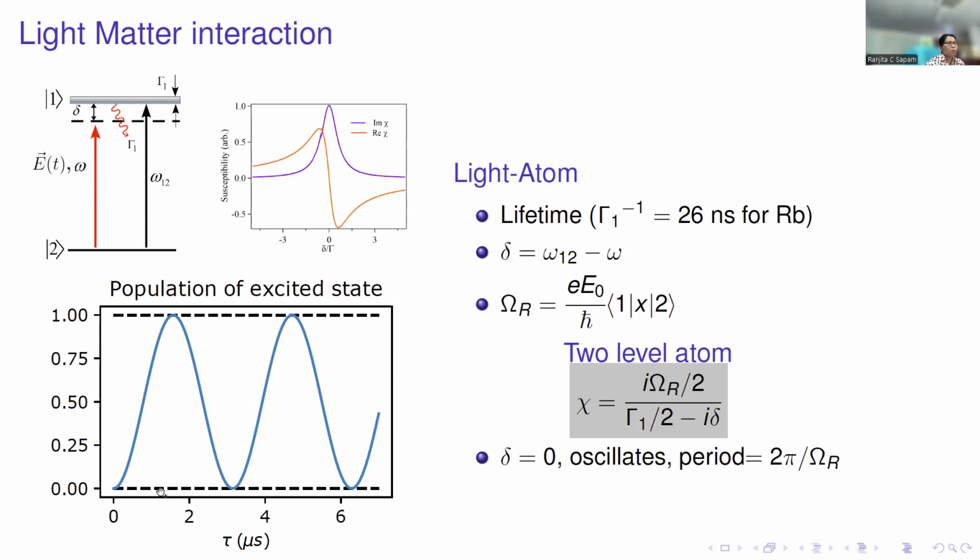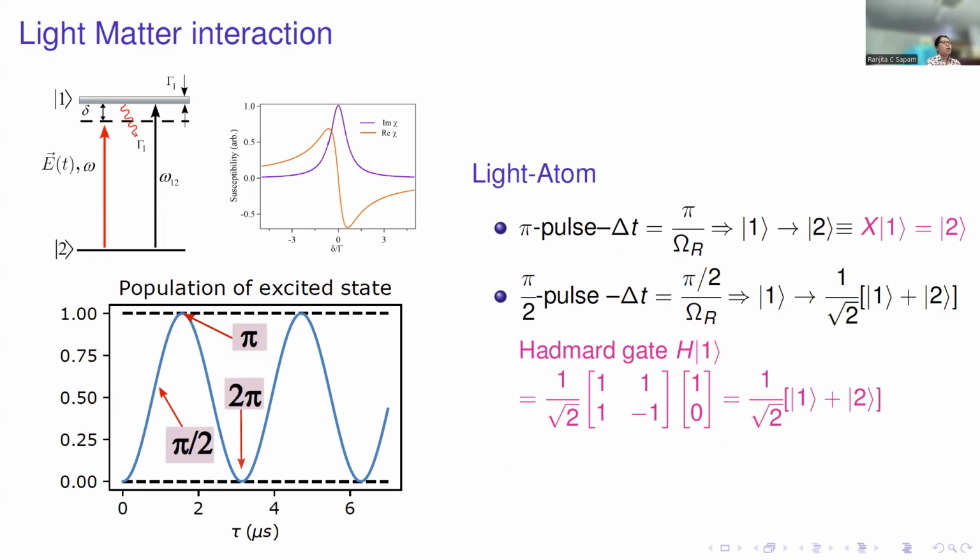and the period of this oscillation is proportional to the strength of their interactions, omega r. The larger the omega r, the faster I can oscillate. So the interaction strength gives me this oscillation. Now, you can see that, right? If I shine my light for a particular time, let's say slightly less than 2 tau, 2 microseconds, my atoms will go from the ground state to the excited state. It flips.